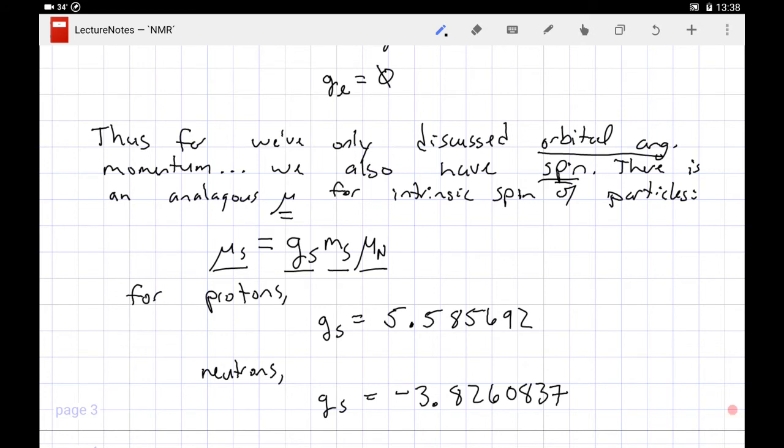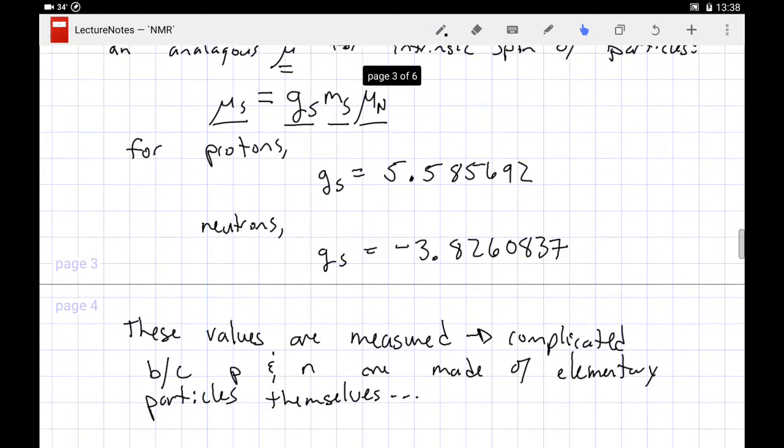Now, it turns out that for protons and neutrons, this G factor is different. So for protons, it's about 5.58. For neutrons, it's minus 3.83. And this is weird, right? Why would we expect these G factors to be such odd numbers?